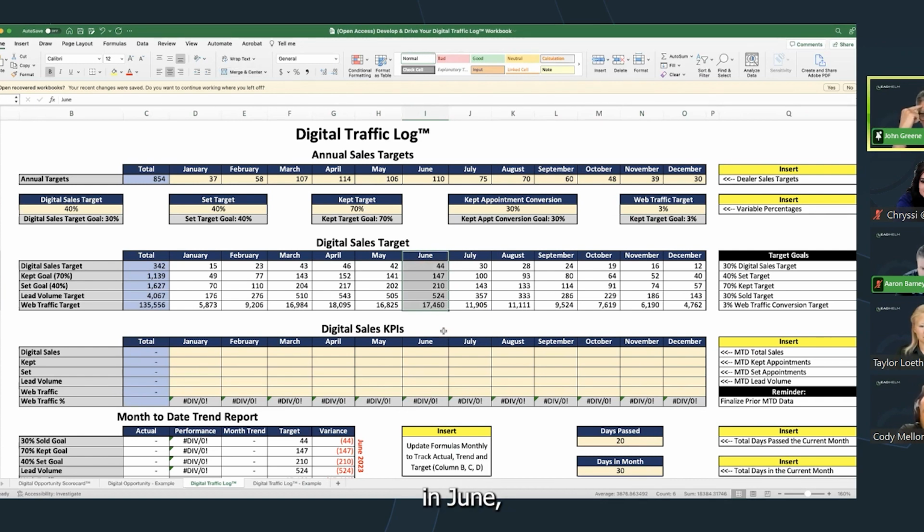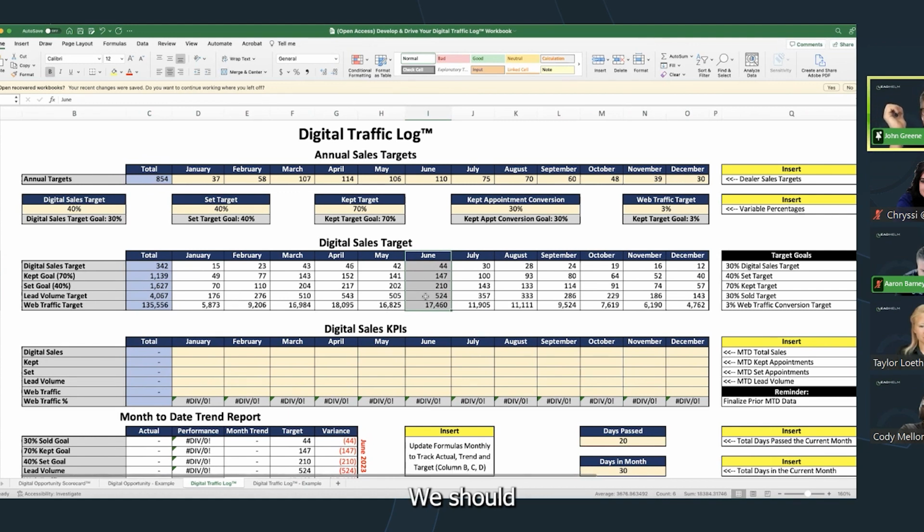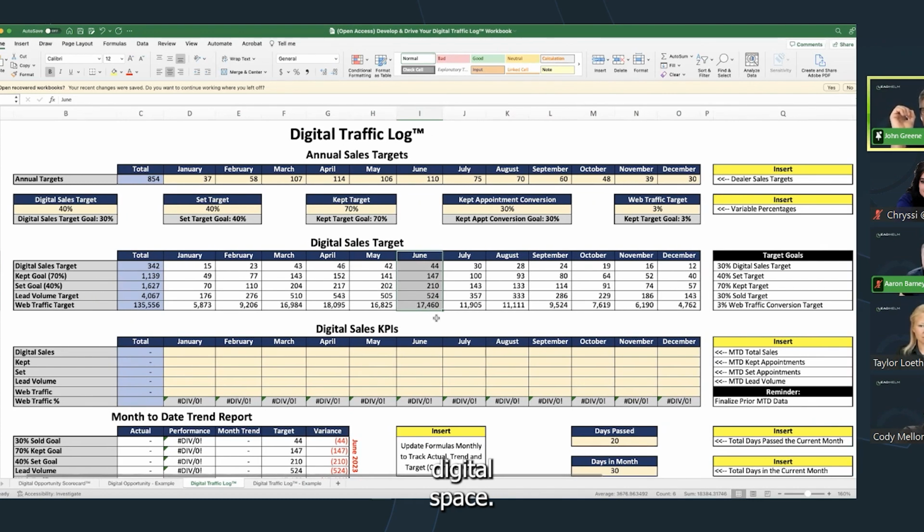In June, based on this, that dealership needs to have 17,460 website visitors. 3% of those are going to become leads, which becomes 524 leads. We should set 210 appointments. We should have 147 kept, and we should sell 44 units out of the digital space, 44 out of the 110 goal for the month.